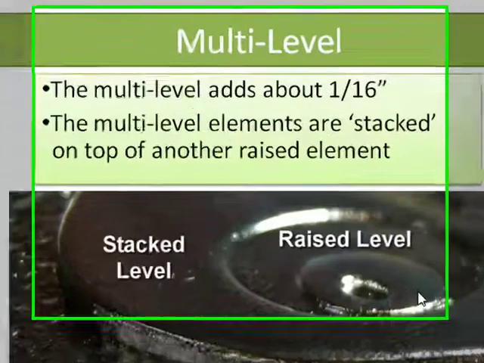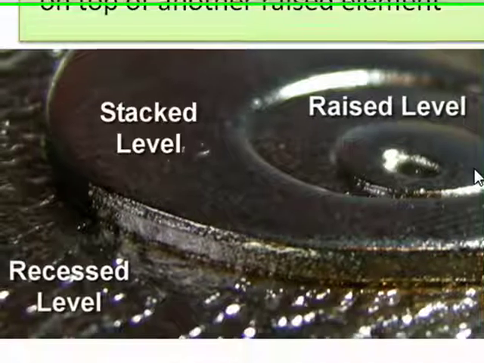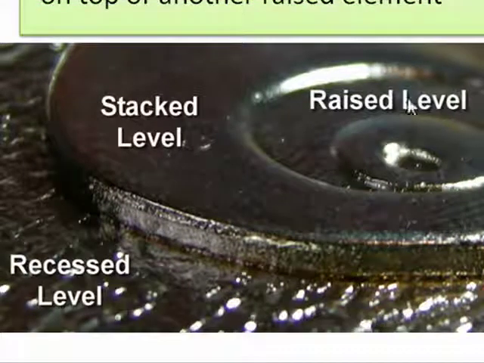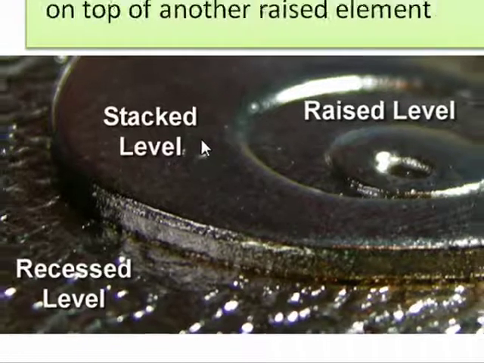The next is multi-level. Similar in a way to 2D, but in this case it adds an extra about 1/16 of an inch, and the multi-level elements are stacked on top of another raised element. So in this example, here's the recessed level, which would be similar to 2D. Here's the raised level, this inner circle here, and that as well would be similar to what's on 2D. However, in this case we have a stacked level. This is a level which is now over and above what you would get with a normal 2D.